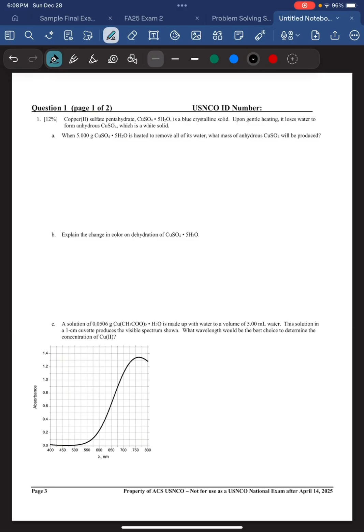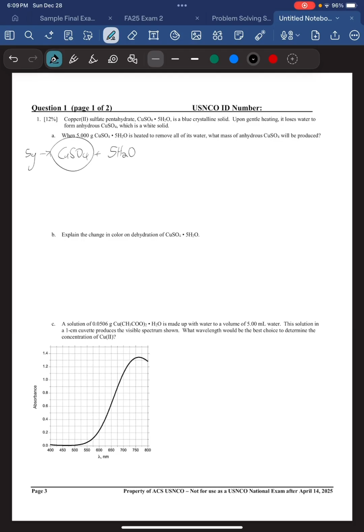So part A asks, when 5 grams of copper sulfate pentahydrate is heated to remove all of its water, what mass of anhydrous copper sulfate will be produced? So we know that 5 grams is equal to the total mass of the anhydrous copper sulfate and the mass of the 5 water molecules. So what do you think we can use to solve this problem? We can use the ratios of the atomic masses to find the mass of just the anhydrous.